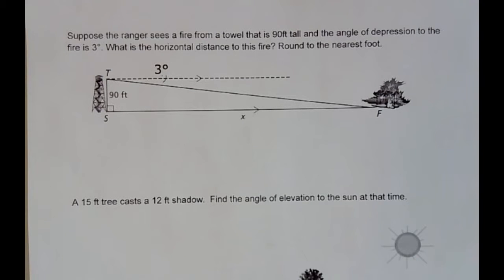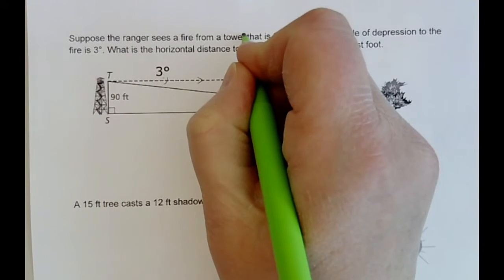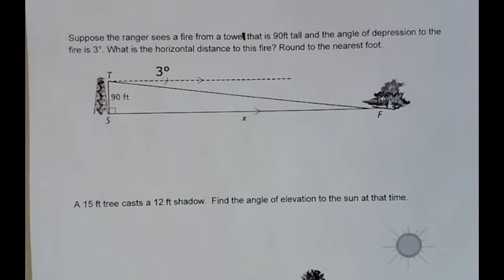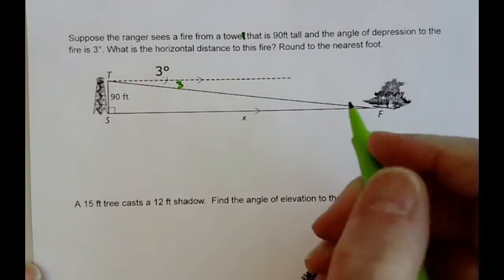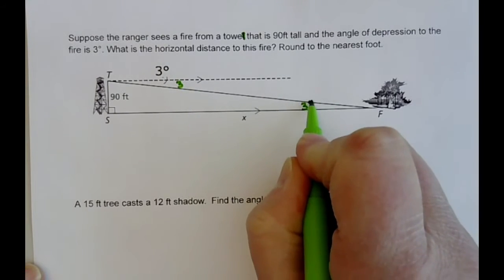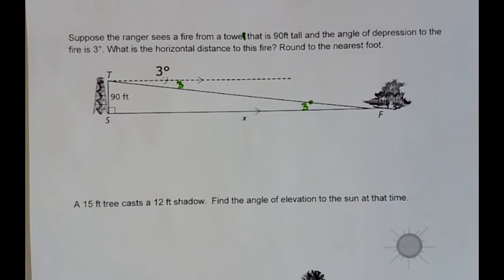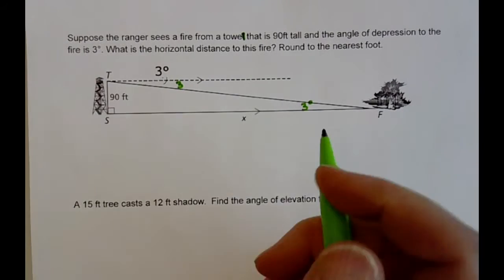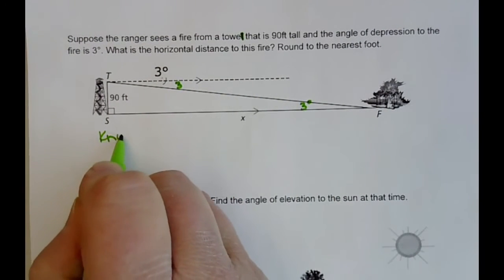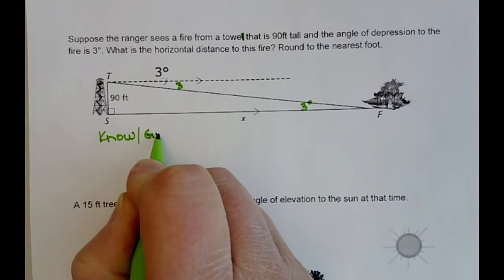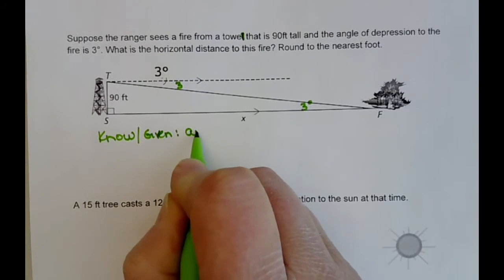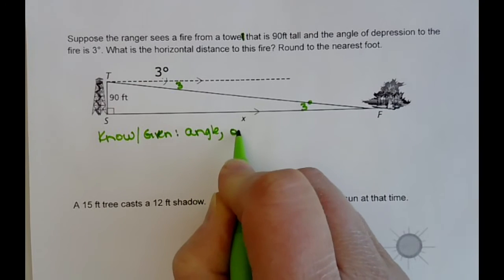We've got a forest ranger up in a tower, and he sees a fire from a tower, not a towel, oops, a tower, sorry, that is 90 feet tall, and the angle of depression to the fire is only 3 degrees. So that angle of depression is right here, which means it's going to be right here. It's only 3 degrees, so that's probably pretty far away. What is the horizontal distance? Again, what we're given is an angle and the side opposite.